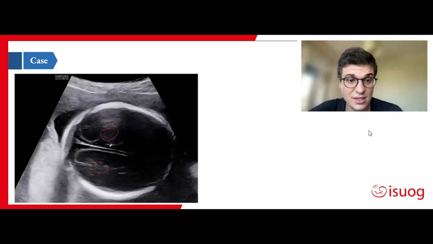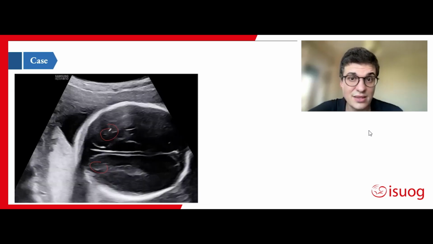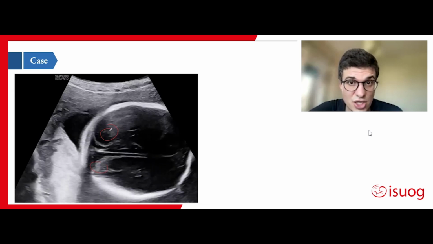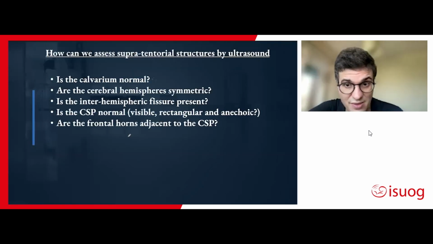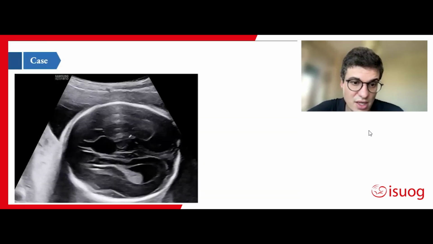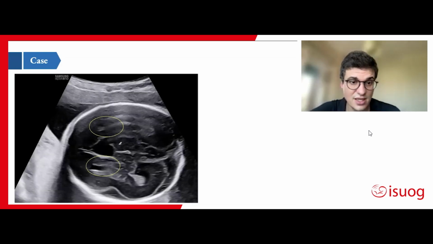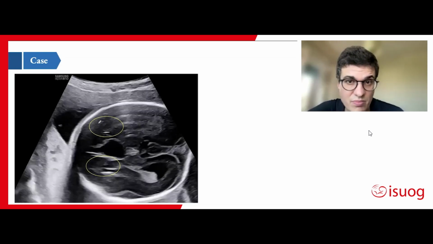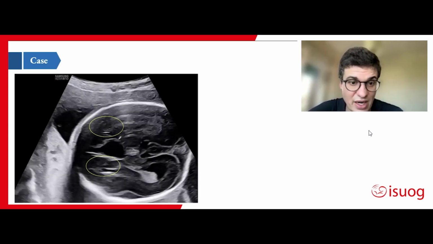And as I told you earlier, there is just one condition in which the frontal lobes are displaced from the midline, and this is the complete agenesis of the corpus callosum. So in this case, this was not just an arachnoid cyst, but because the frontal lobes were displaced from the so-called cavum septi pellucidi, this is a condition in which there is a complete agenesis of the corpus callosum plus an arachnoid cyst, and we know that arachnoid cyst may be part of the developmental spectrum of callosal anomalies.